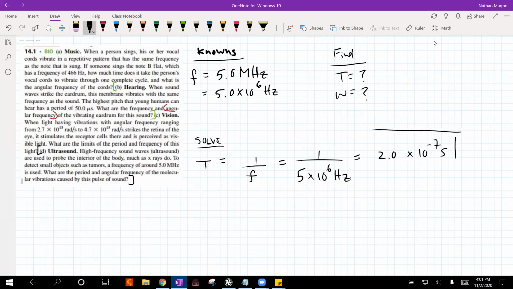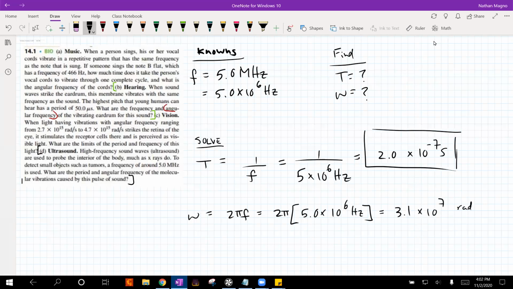So this is the period that a molecular thing in your body takes to complete one cycle. I'm not a biologist, so I don't know the terms. And then angular frequency, 2 pi f, 2 pi times 5.0 times 10 to the 6 hertz. And that equals 3.1 times 10 to the 7 radians per second. And that is that one.